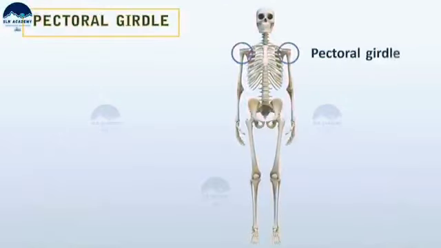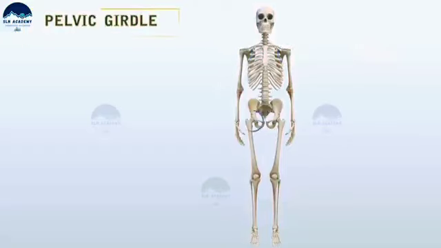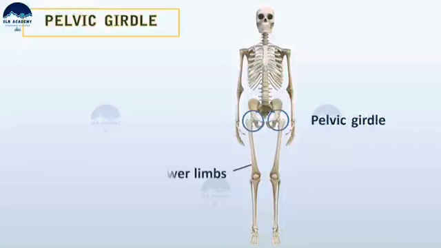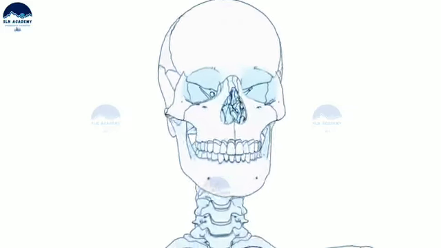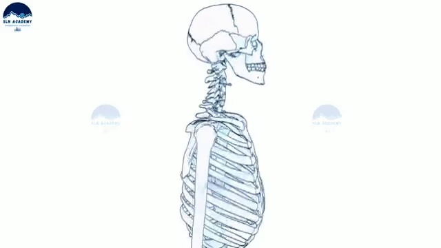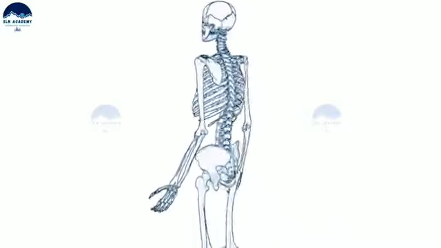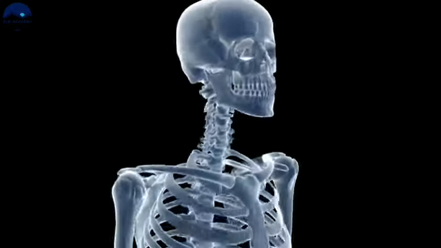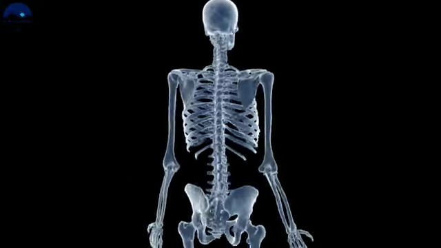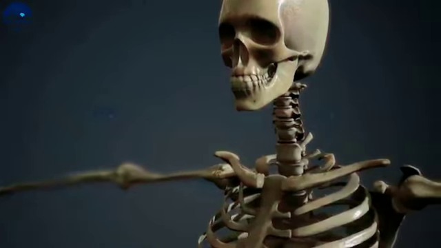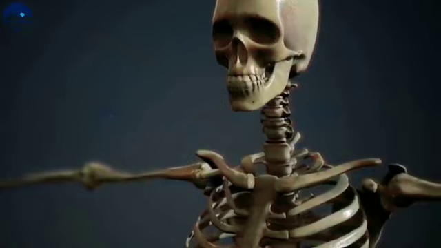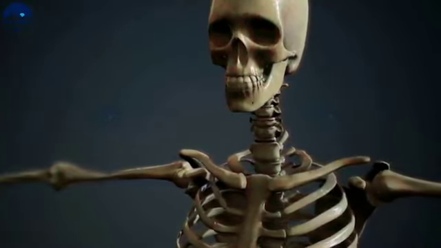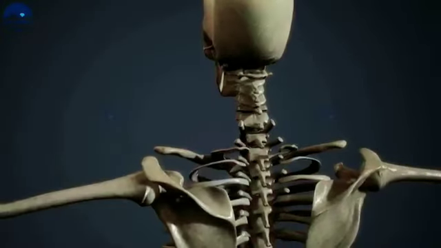Pectoral girdle bones help in joining the upper limbs with the axial skeleton. Pelvic girdle bones help in joining of lower limbs to the axial skeleton. Each girdle is formed of 2 halves. Each half of pectoral girdle consists of a clavicle and scapula. Clavicle bone is commonly known as collar bone.